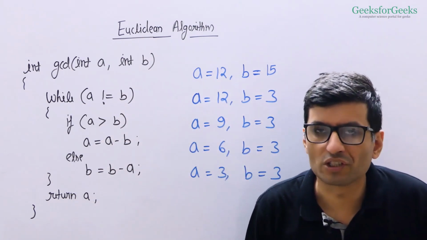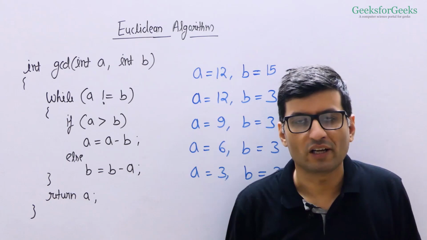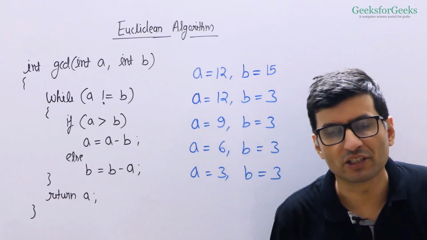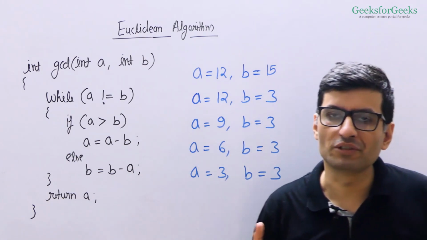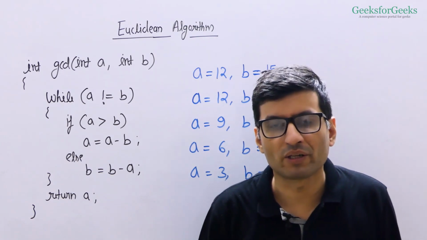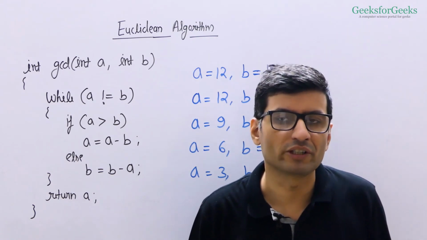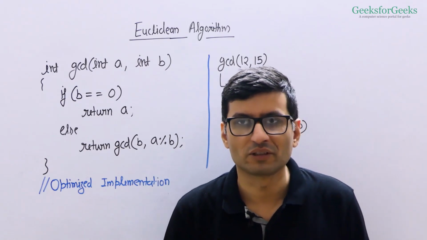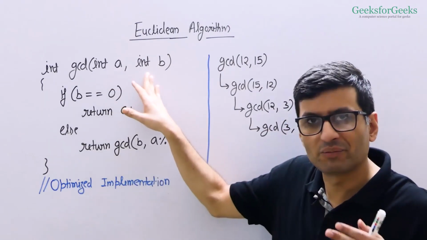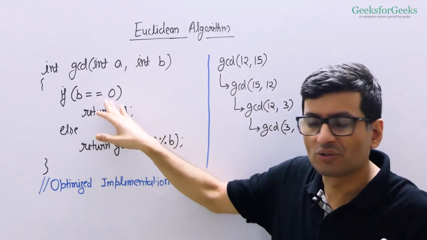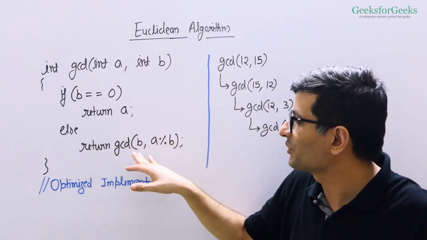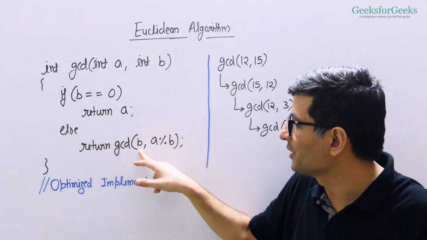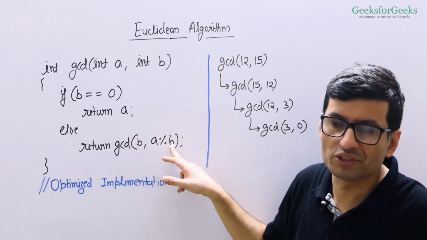This is the basic version of Euclidean algorithm. And instead of doing repeated subtraction here, we can do modular division. We are now going to talk about an optimized version of Euclidean algorithm. Here is the optimized implementation of Euclidean algorithm. So we have two numbers A and B. And if B is 0, then we return A. Otherwise, we return GCD of B comma A modulo B.